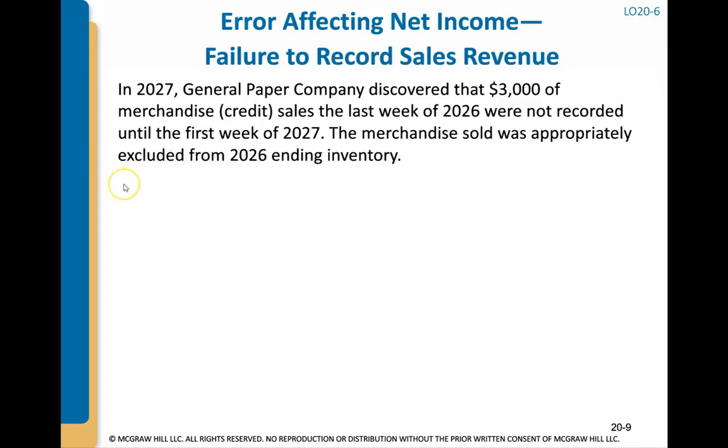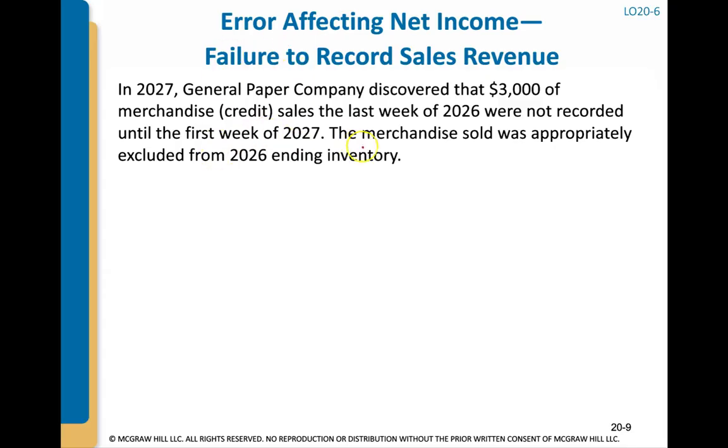Okay, let's take a different kind of error, and this one is when we fail to record sales revenue in the proper period. In 2027, General Paper Company discovered that $3,000 of sales in the last week of 2026 were not recorded until the first week of 2027. The merchandise sold was appropriately excluded from the 2026 ending inventory.